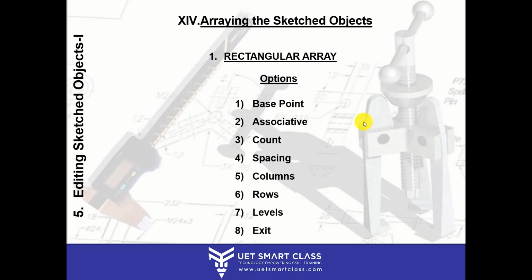There are various options when you invoke this tool. First, the base point. You need to click and specify a base point on your screen from where you will start your array. It will take this as a base for the measurement, and accordingly create rows and columns. The numbers would be specified by you.